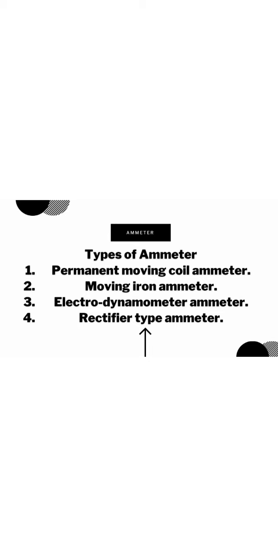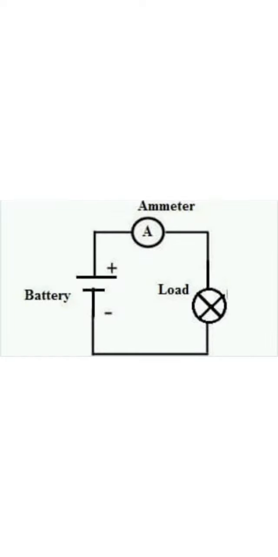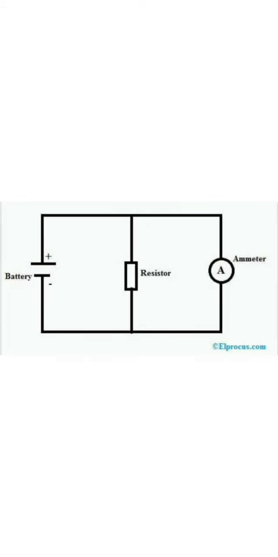Now, the ammeter circuit diagram. Construction of an ammeter can be done in two ways, series and shunt, and the following circuit represents the basic circuit diagram. Once this device is connected in series in the circuit, the total measurement current will flow through the meter. So the loss of power occurs within the ammeter due to its internal resistance and the measurement current. This circuit includes less resistance, so less voltage drop will occur within the circuit.